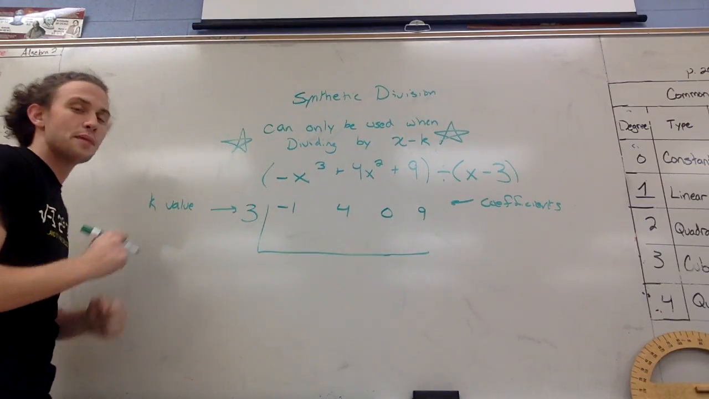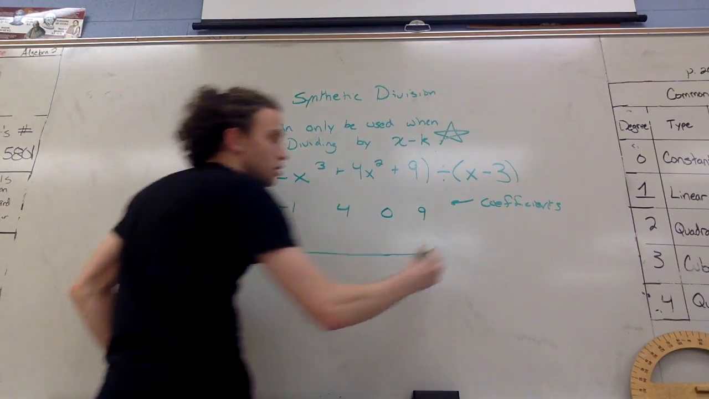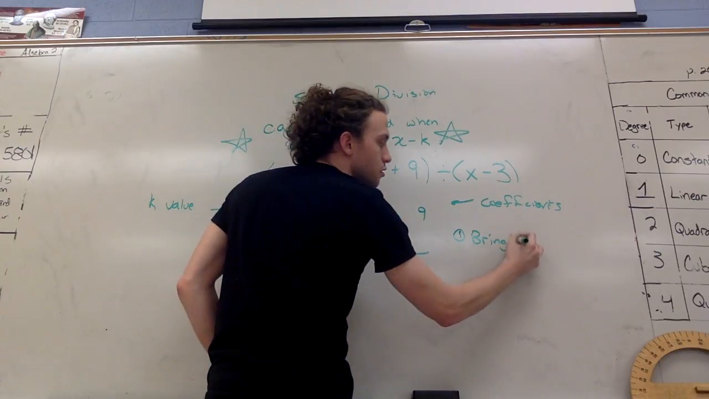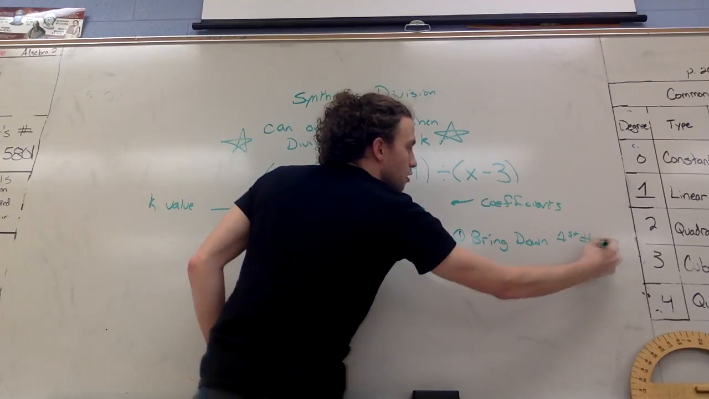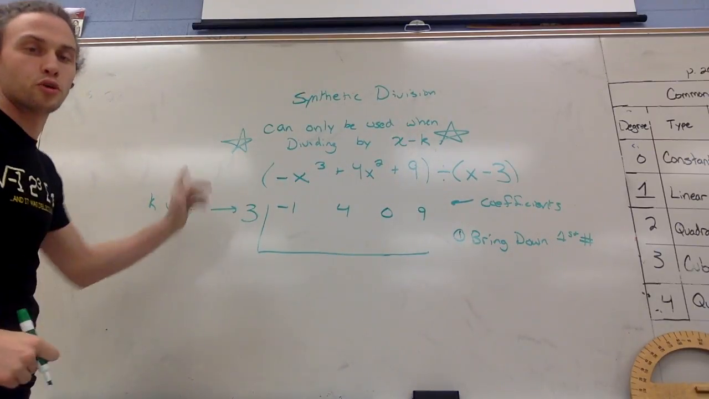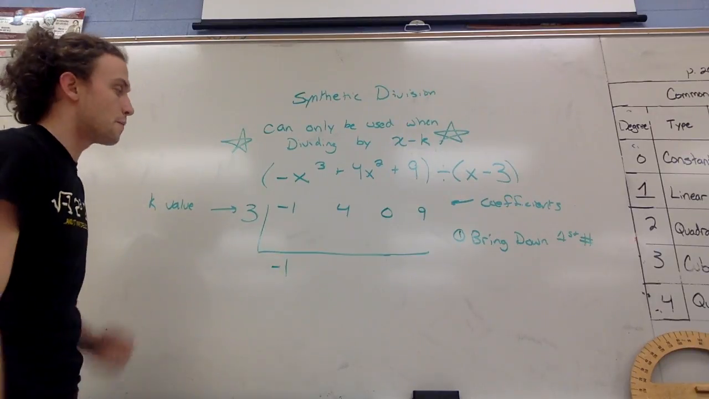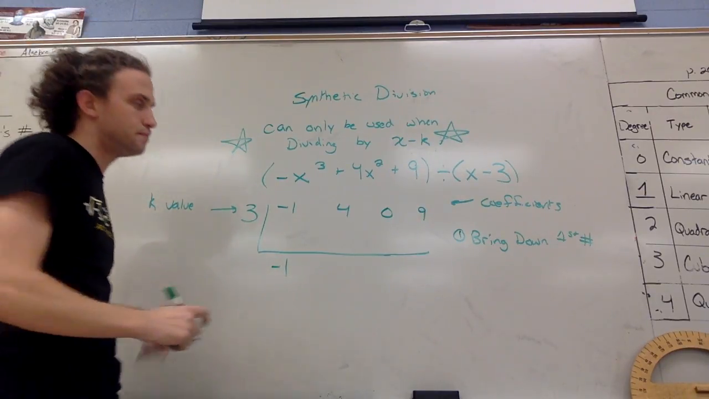So the steps are extremely easy after we get to this point. First, you always bring down the first number. So our first number here is a negative 1. Just bring that straight down. That's it. Okay, next, we have to multiply k by that number.